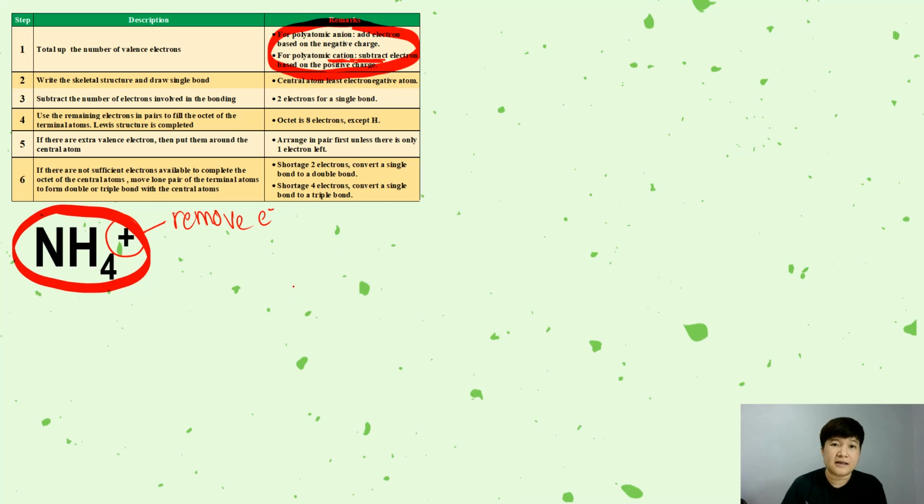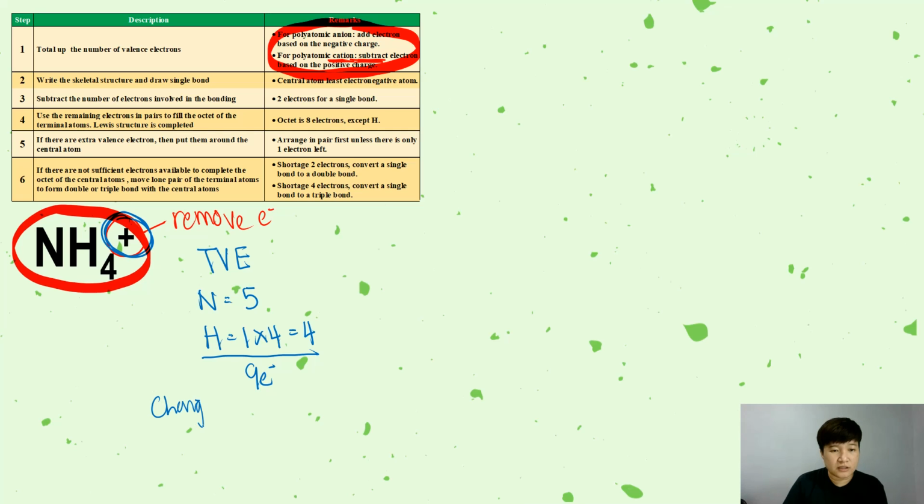So what do I mean by this? Let's see how I calculate my total valence electron. Your total valence electron for this case will be nitrogen 5, hydrogen 1 times 4. So you have 4, and the total valence electron for NH4 is 9. But I have a positive over here. When you have a positive, the charge is positive 1. So positive 1 means we need to minus 1 electron. Because to become a positive 1, we remove 1 electron. So remove that electron, you left 8 electrons that you can play around with.